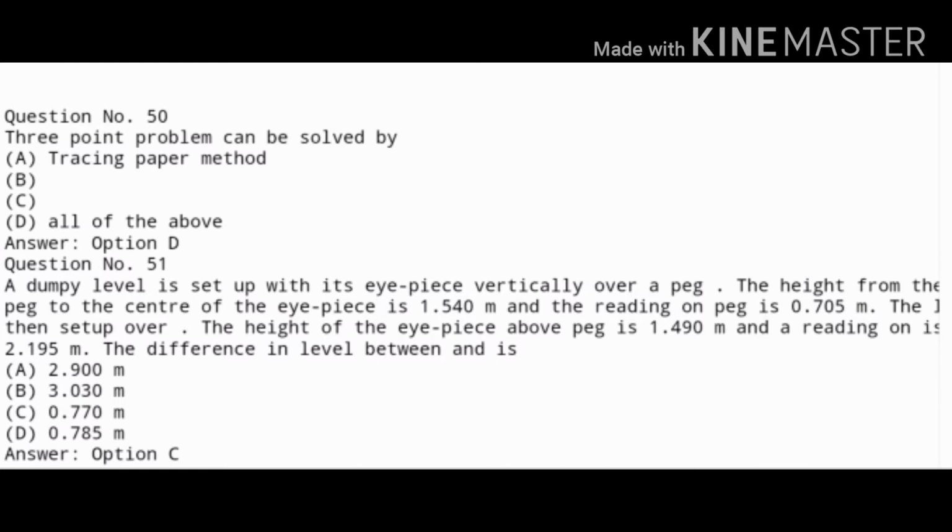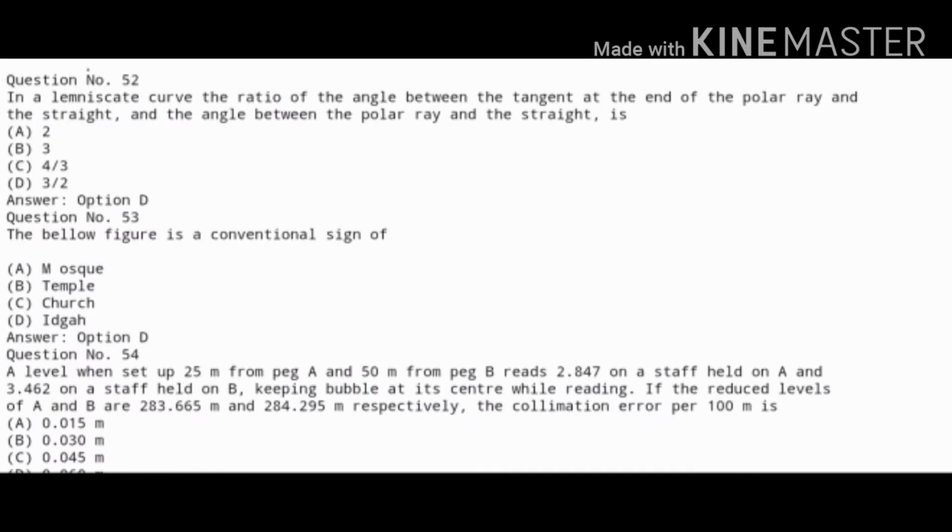The dumpy level is set up with the eyepiece vertically over a peg. The height from the peg to the center of the eyepiece is 1.540 meter and the reading on the peg is 0.705 meter. The instrument is set over the peg, the height of the eyepiece is 1.49 meter and the reading on it is 2.195 meter. The difference in level between the pegs is 0.770 meter. In this case, the ratio of the angle between the tangent at the point of the polar ray and the straight, and the angle between the polar ray and the straight is 3/2.